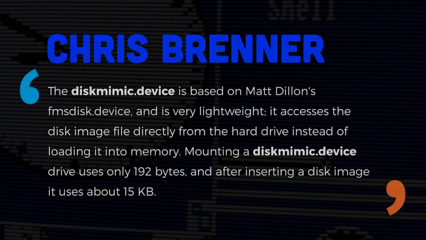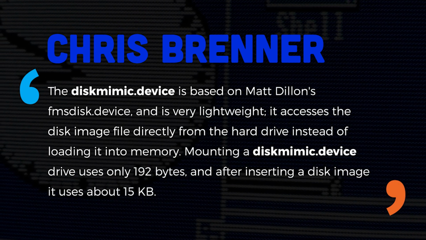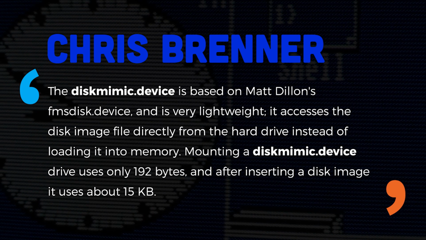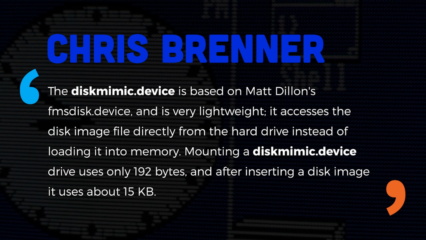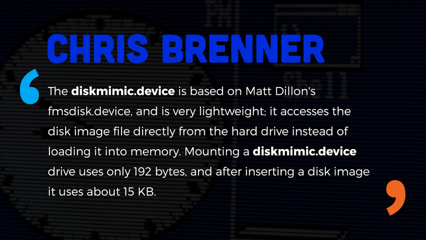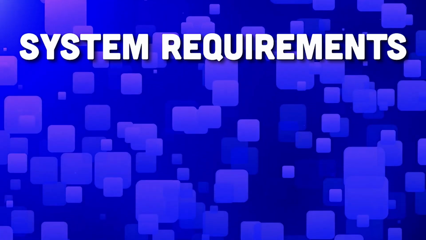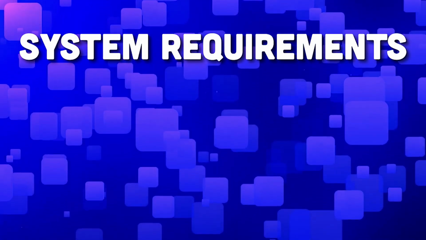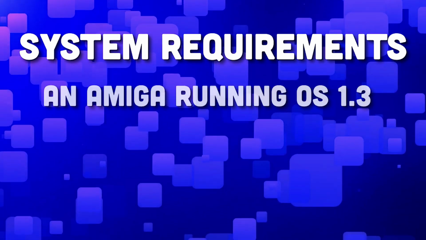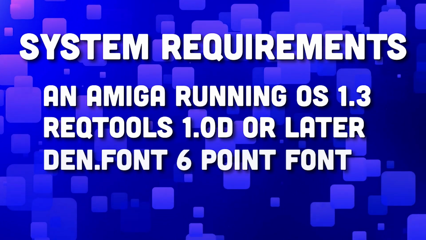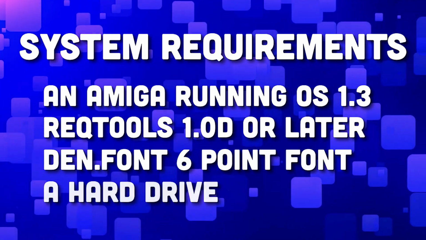The DiskMimic device is based on Matt Dillon's FMS disk dot device. Mounting a DiskMimic device drive uses only 192 bytes, and after inserting a disk image, it uses about 15 kilobytes. System requirements: an Amiga running OS 1.3, Rec tools 1.0D or later, den font 6-point font, a hard drive or other form of mass storage.